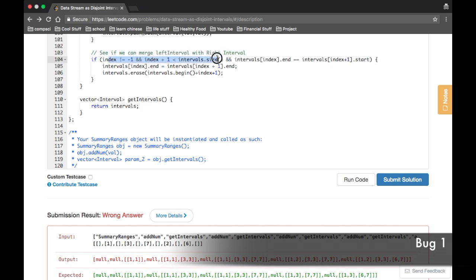Everything up to here is fine, but then when you look at the left interval.end, so 2, and then the right interval.start, 3, I'm expecting them to be equal before combining. But actually, what I need is the left interval's end equal to the right interval's start minus 1. And that will effectively combine the two intervals.